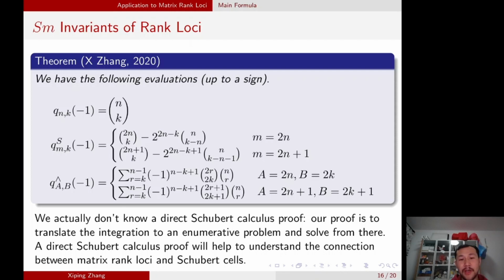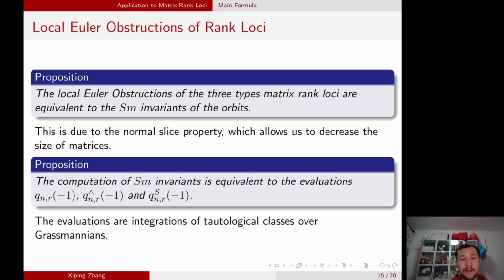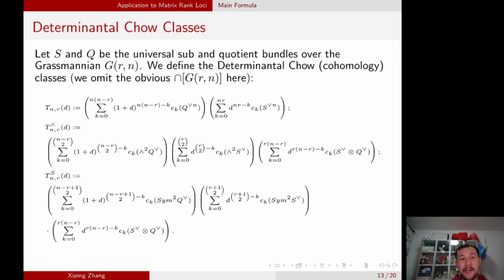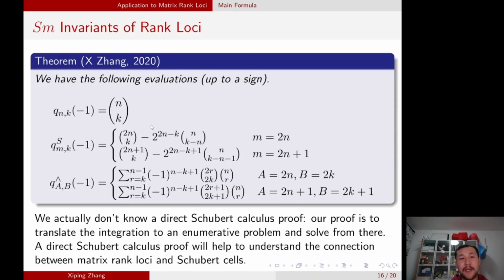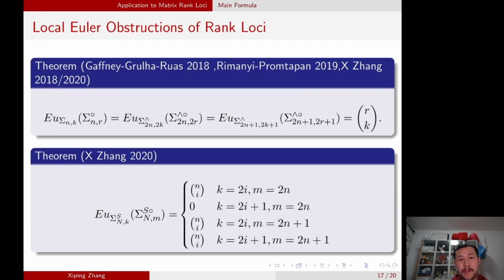We don't know how to directly compute them from Schubert calculus. And because of symmetry in the Q polynomials, we believe that a direct Schubert calculus computation would help us understand the relation of the determinantal varieties to the Schubert cells. Okay, all right, so this is the result on the Q polynomials. So then we can know the SM invariants, and at last we can compute the local obstructions.